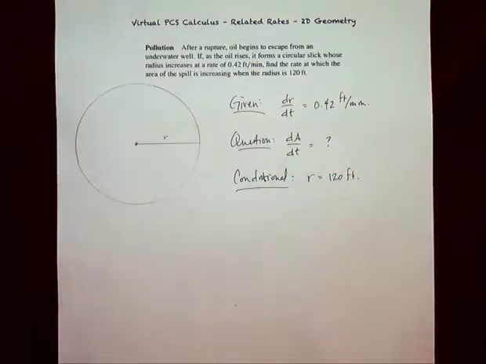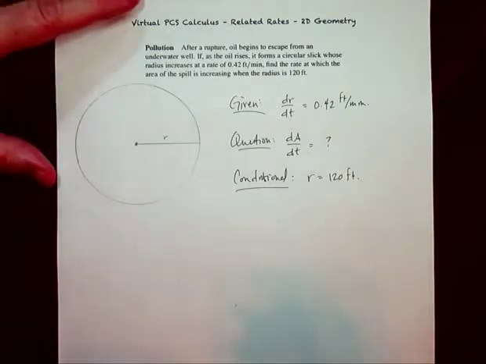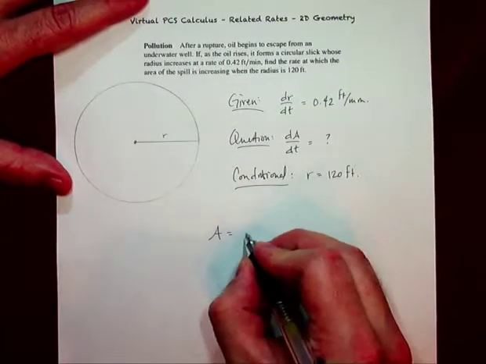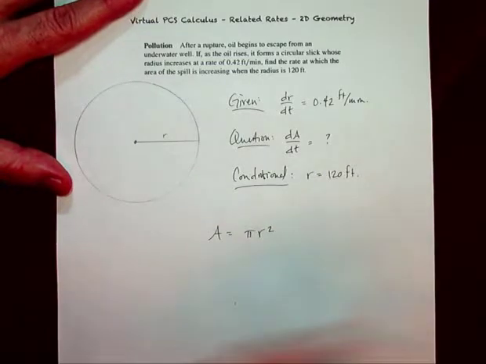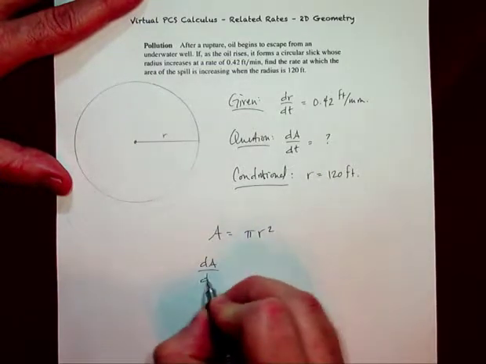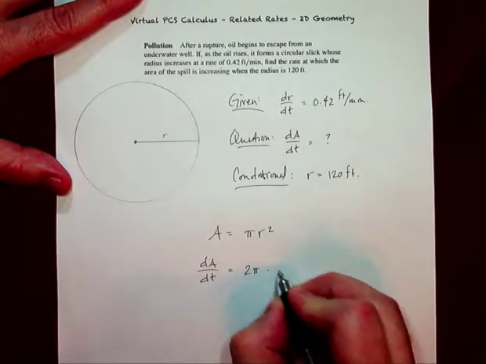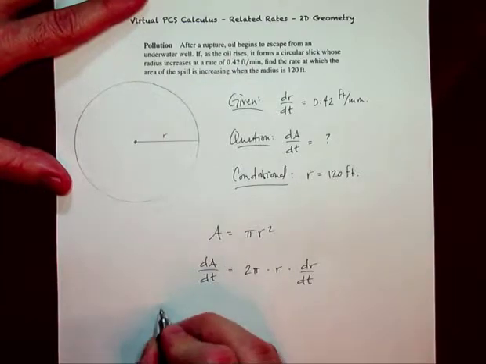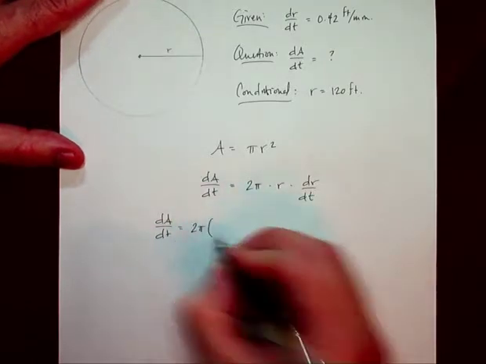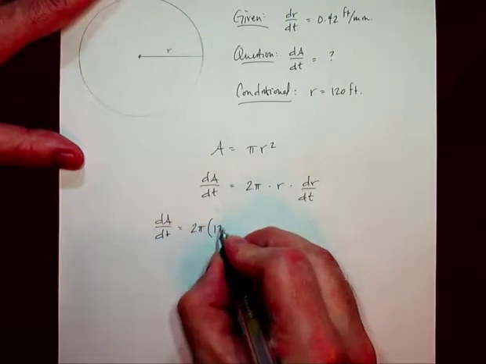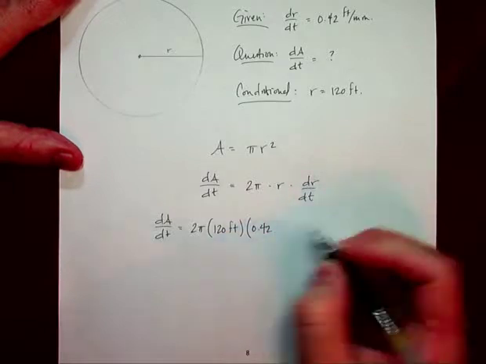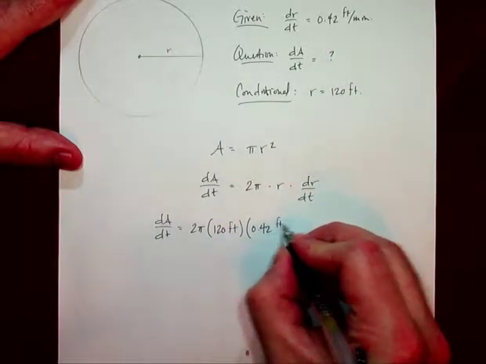Okay, well this is a pretty straightforward one. This is much like the last one that we did, or at least part of it, because that one was a 4-part problem. We simply need to remember that area is equal to pi r squared, right? And dA/dt is equal to 2 pi times r times dr/dt. And now we simply just need to plug in the values. So it's 2 pi, and my conditional information, at that moment in time, the radius is 120 feet, and it's always increasing, because that was the given piece of information, at 0.42 feet per minute.